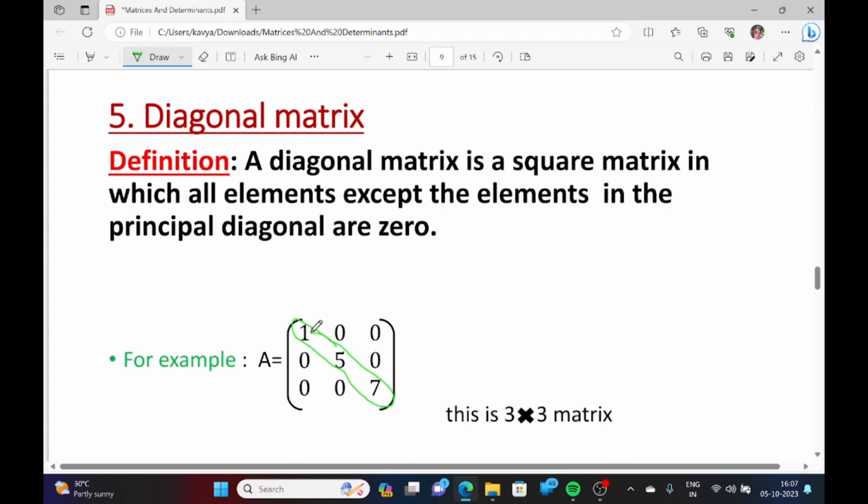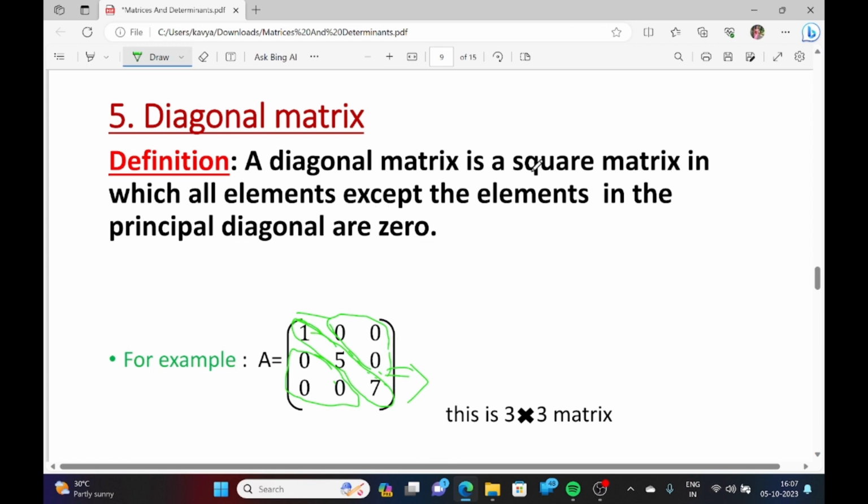Except this, except these, all the elements should be zero. Except these principal diagonal elements, all the other elements should be zero. That is called a diagonal matrix. This is the example for a diagonal matrix.